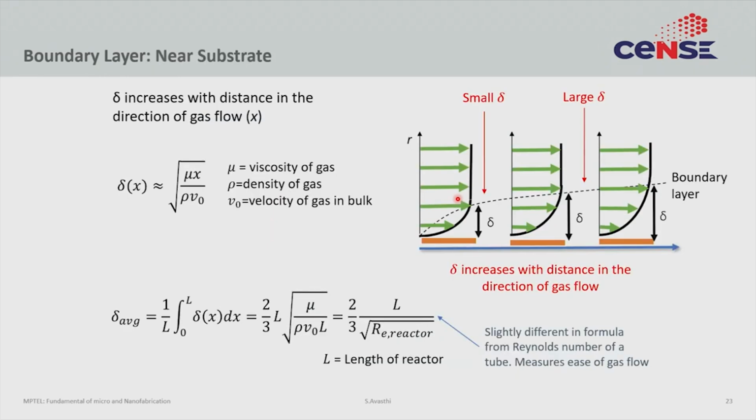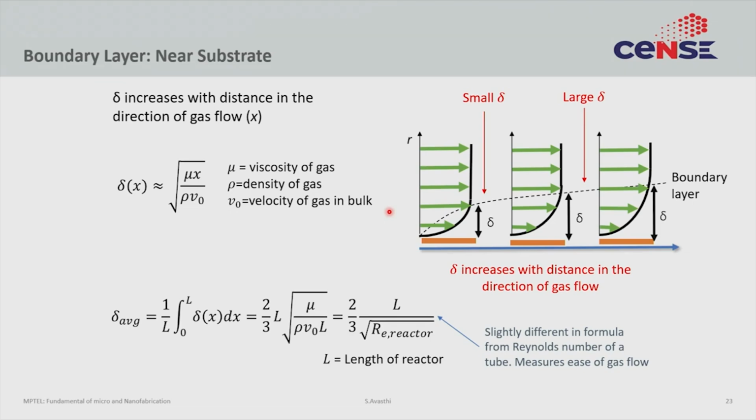It is a very important aspect of reactor design. If you solve the simple laminar flow equations in this system, you will actually see that the boundary layer is approximately given by this formula, where it depends upon the viscosity of the gas, the density of the gas, and the velocity of the gas in bulk. Now, this V naught is the unmitigated velocity, the velocity far away in the middle of the chamber. For a given reactor, you can define a certain Reynolds number, called Re of the reactor. It is a slightly different formulation, but it essentially measures how easy it is to flow gas through a reactor.